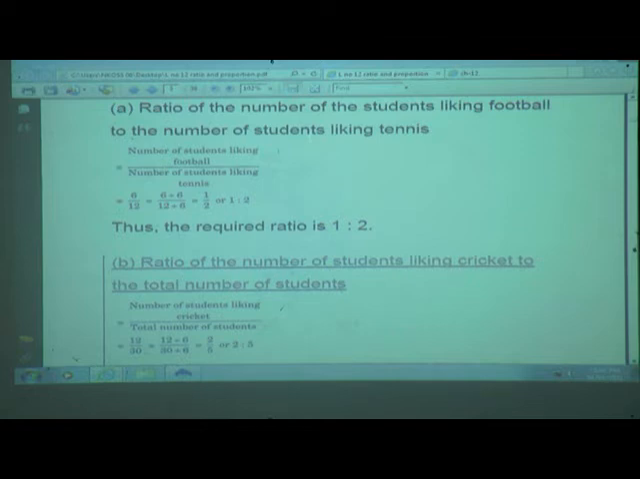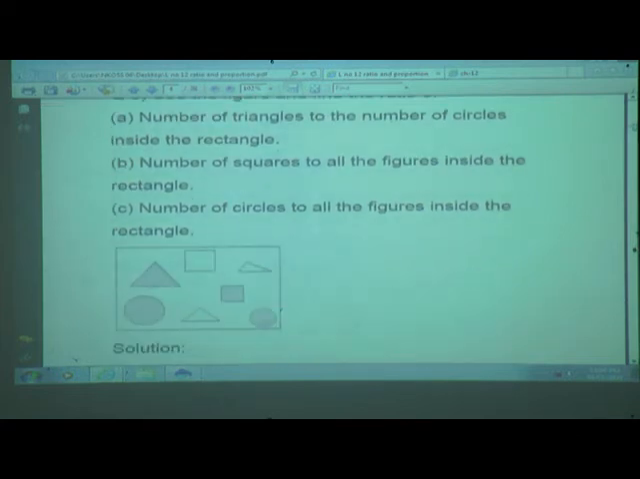Next, the ratio of number of students liking cricket to the total number of students. Number of students liking cricket are 12 and total number of students are 30. So 12 upon 30. 6 2s are 12, 6 5s are 30. So we got the ratio 2/5, that is 2:5. Let us see the next example.